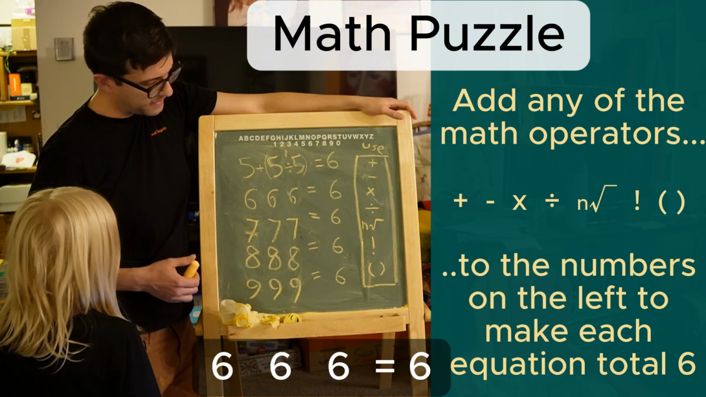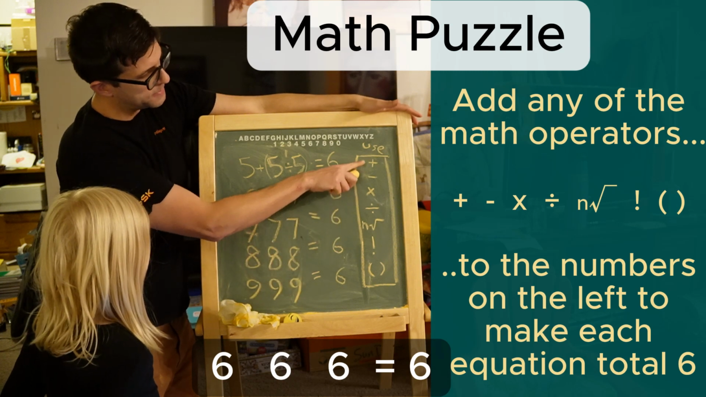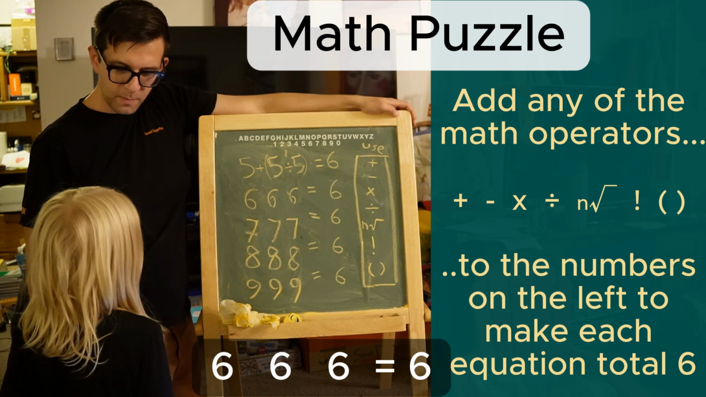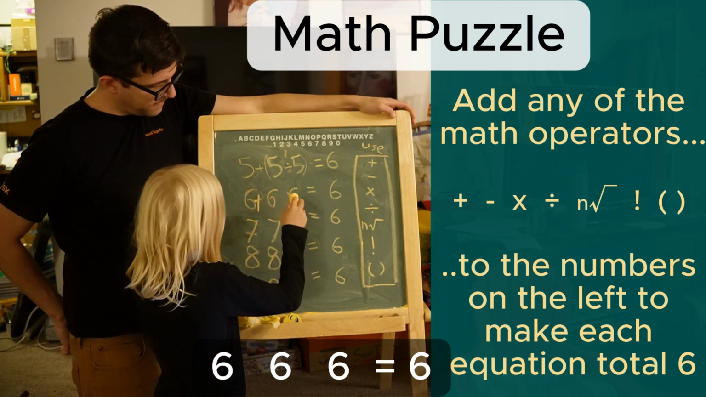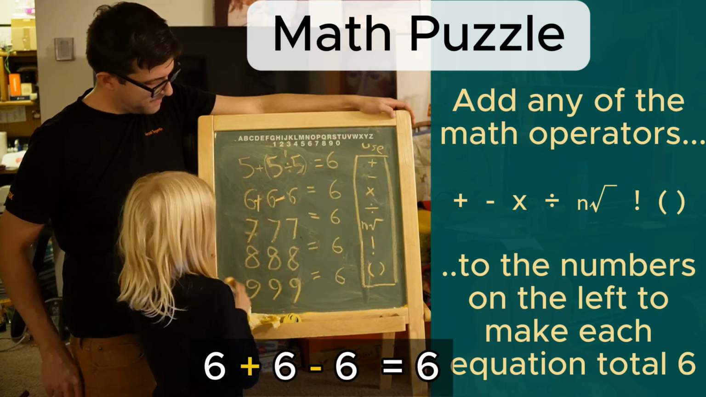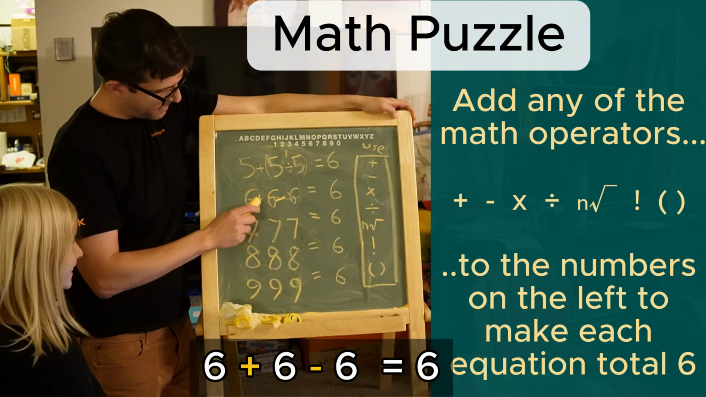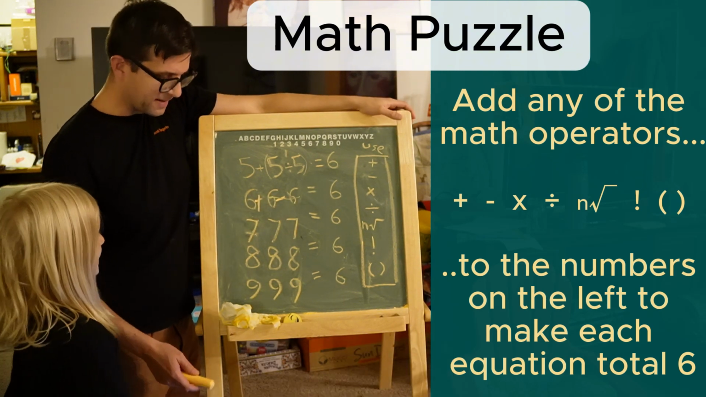Well, I think this one might be a little bit easier than we're thinking. I think we can focus on just these top 2. Just the plus and the minus. I think you can solve this one pretty simply. Try it out. Yep. 6 plus 6 minus 6. So these 2 cancel out. Just leaving the original 6. That one was easy.